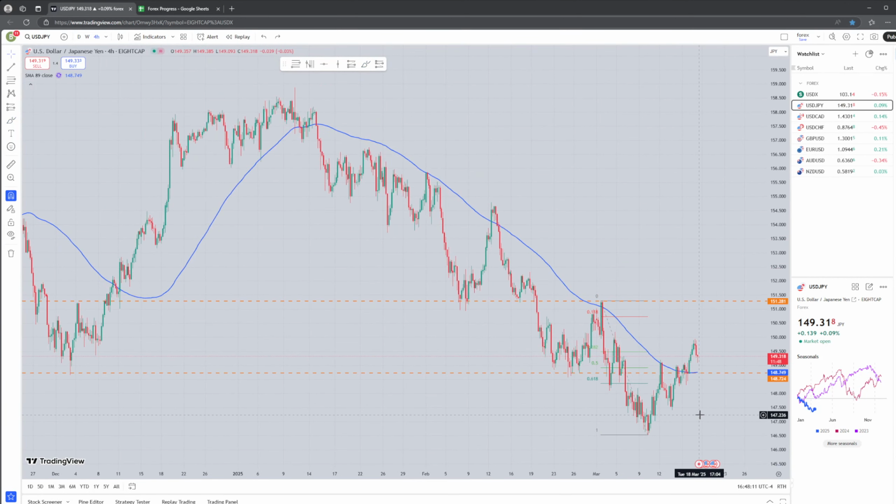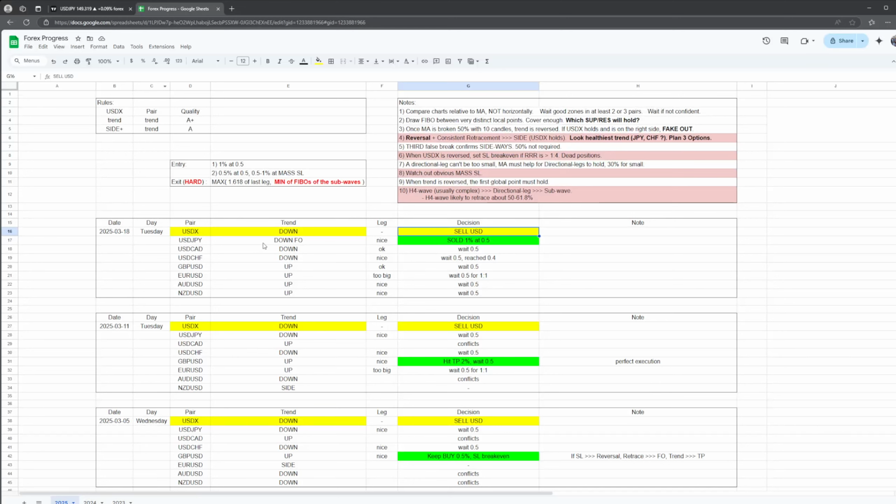Alright, let's continue. So USD Japan Yen, currently the trend is down with the fake out. We all know the market loves to do fake out, the leg size is nice, and I sold risking 1% of my account at the 50% retracement.